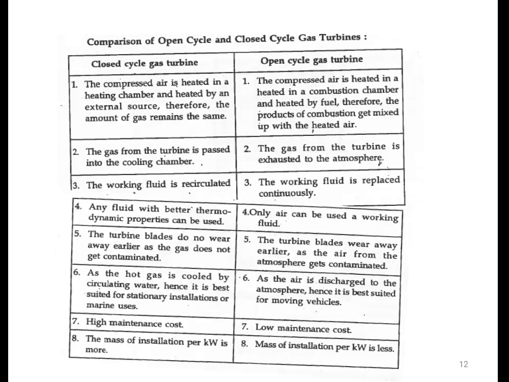Here air is discharged to the atmosphere. In the open cycle gas turbine, the air is discharged continuously to the atmosphere, hence it is best suited for moving vehicles, since in the atmosphere the air is available. Closed cycle gas turbine has high maintenance cost. Open cycle gas turbine has low maintenance cost. Mass of the installation per kilowatt is more in the closed cycle and less in the open cycle. So this is the comparison between open cycle and closed cycle gas turbine.